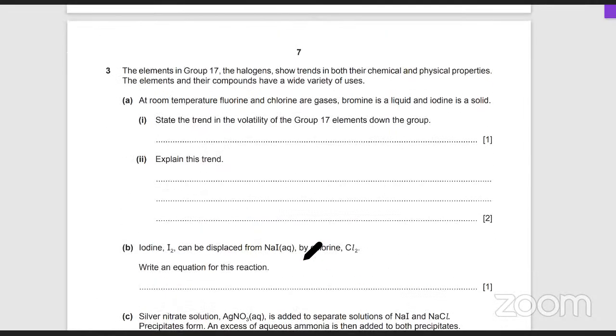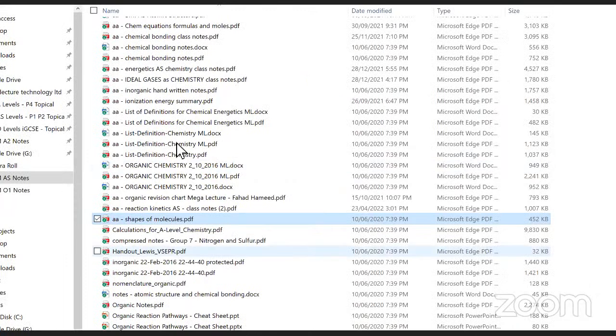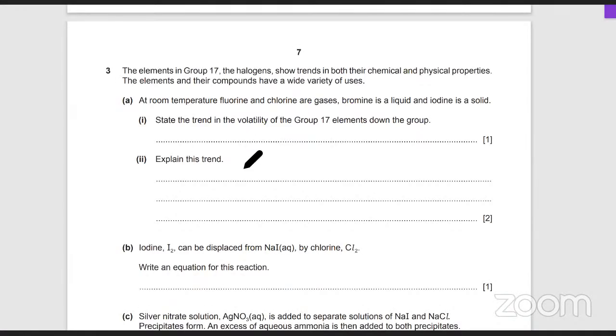Next one. As a group 17, ठीक है, remember inorganic, ठीक है, उसको prepare करना paper 2 के लिए, ठीक है, you can pick questions. Now this is about group 17. The halogens show trends in both their chemical and physical properties. The elements in the compounds have a wide variety. So group 17, ठीक है, what's group 17? Inorganic. State the trend in the volatility of group 17 elements down the group. क्या है trend? And explain the trend.